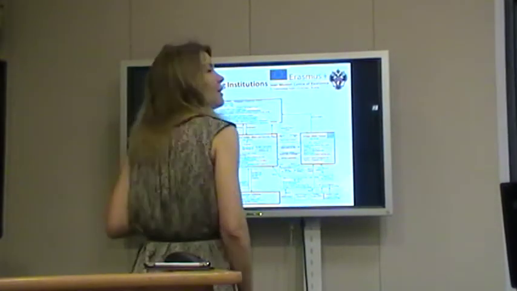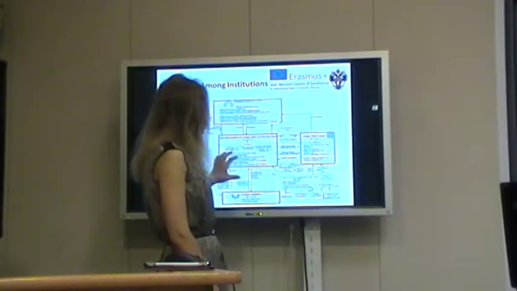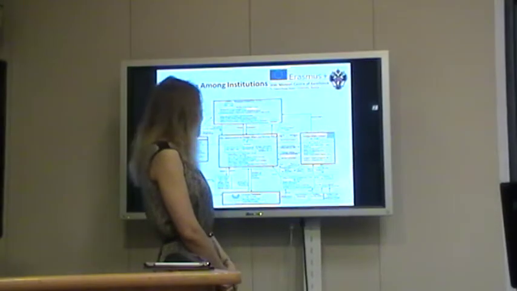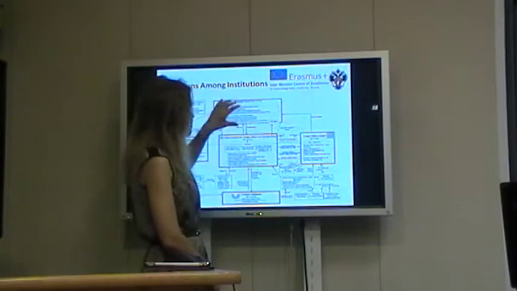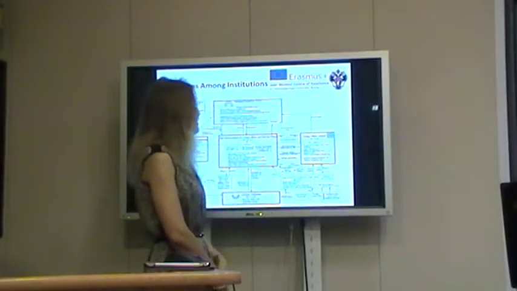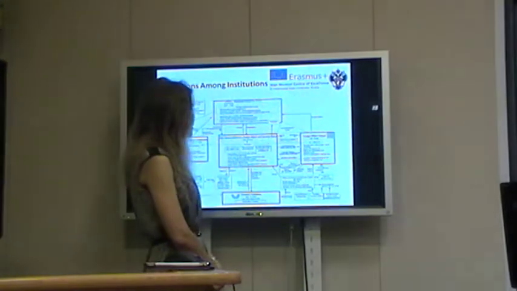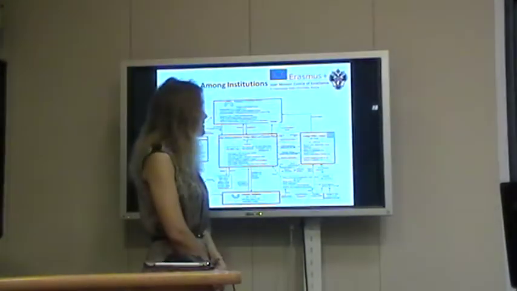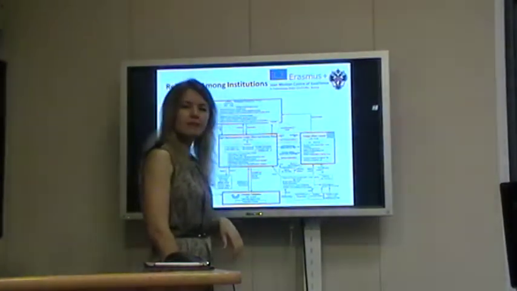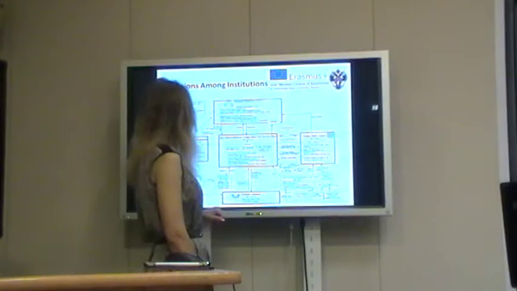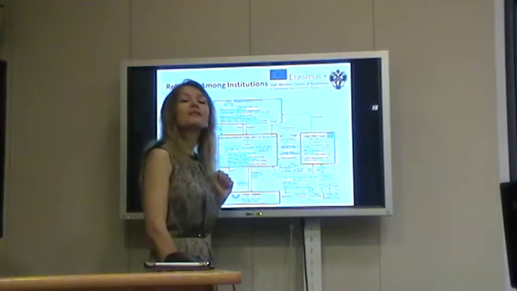Here's another scheme which deals more with foreign policy, and we see the High Representative for Foreign and Security Policy in the middle. So she proposes different issues to the European Council and then implements the decisions of the European Council. She is in close contact with the Foreign Affairs Council. She presides in meetings, and then she asks for the approval of different initiatives. The High Representative, of course, is a member of the European Commission.